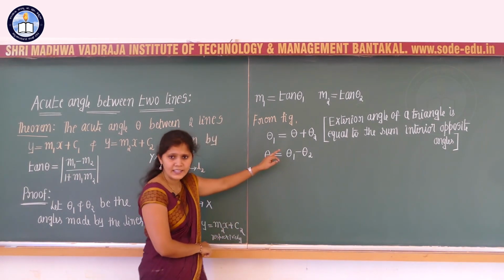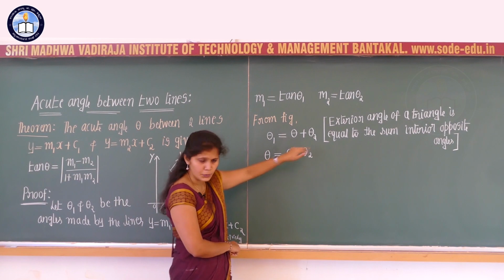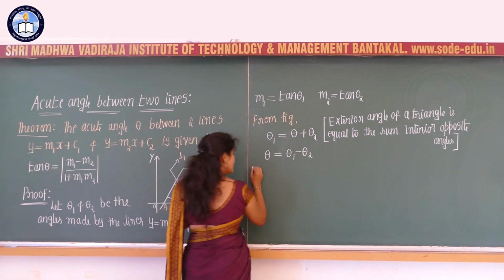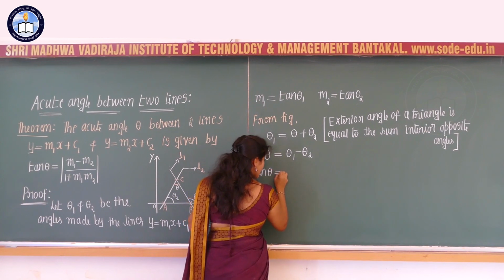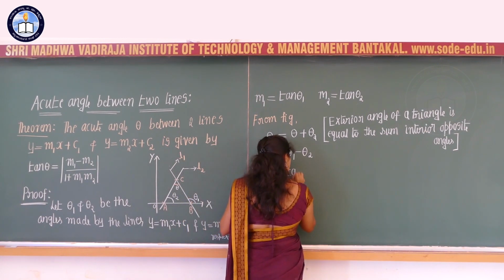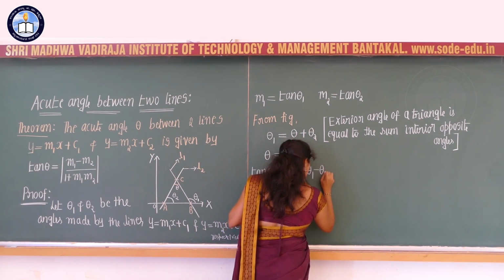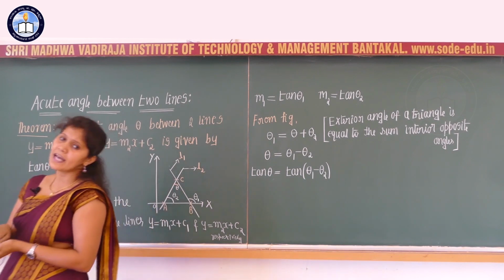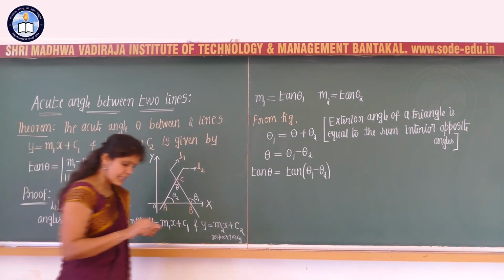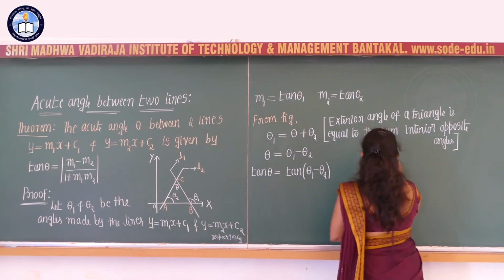Theta can be written as theta is equal to theta 1 minus theta 2. And we can take the tangent of these angles, that is tan of theta is equal to tan of theta 1 minus theta 2. How to simplify this RHS side, that is tan of theta 1 minus theta 2? And we know this formula from the trigonometry chapter.